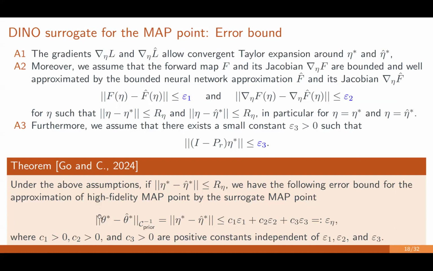Essentially, we have theta star and theta hat star. These are the MAP points in the parameter space, and this is in the whitened space. If we measure in the C prior inverse norm, then it corresponds to this eta measured in the Euclidean norm. Then this can be upper bounded by these factors up to a certain constant. Again, this bound is for each specific data y and a design w.